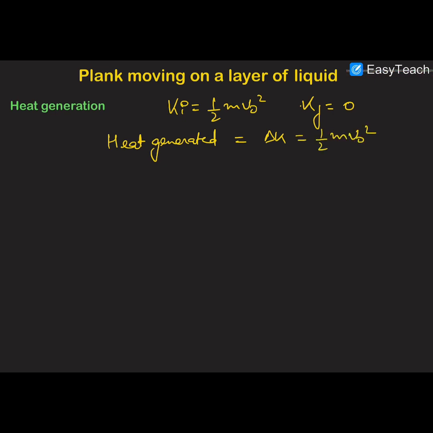And now let us discuss the heat generation. So we know that obviously the initial kinetic energy is half m v naught square, and the final kinetic energy when this plank will come to rest will be 0. So obviously the heat generated will be equal to change in kinetic energy or loss in kinetic energy. So it would be half m v naught square. So heat generated will be also half m v naught square.